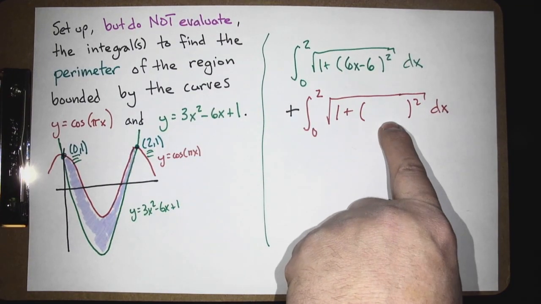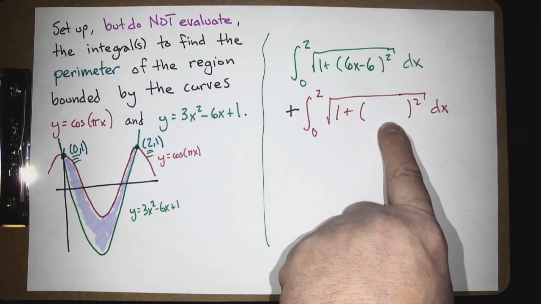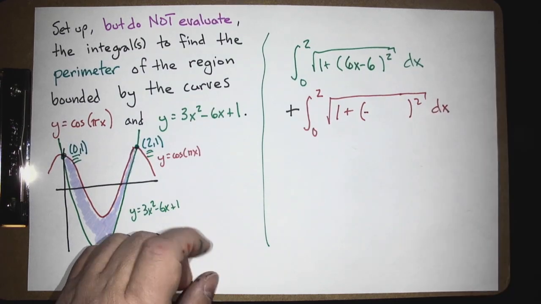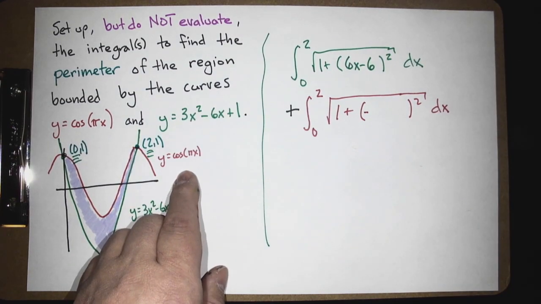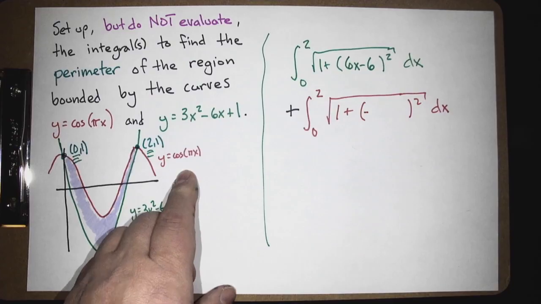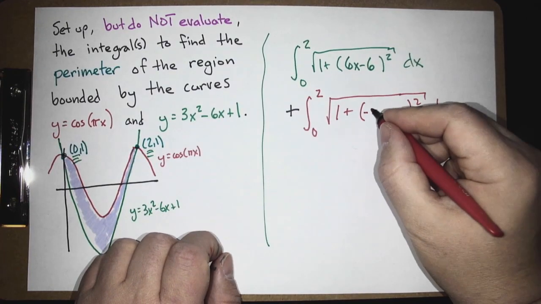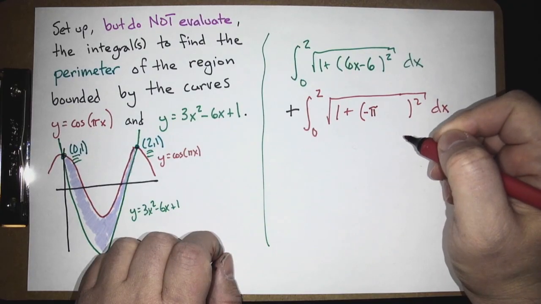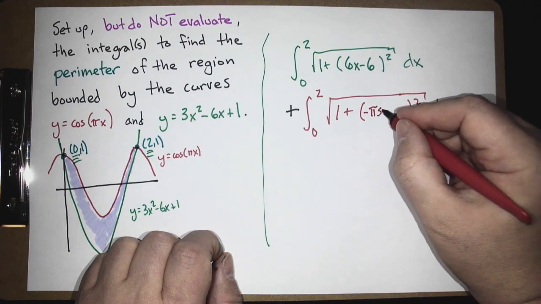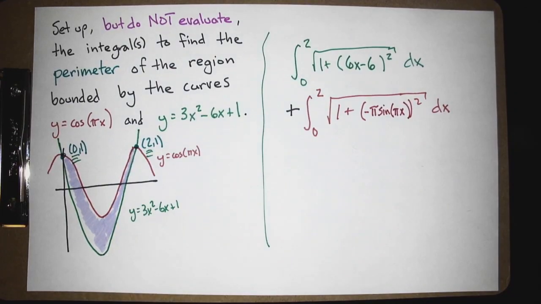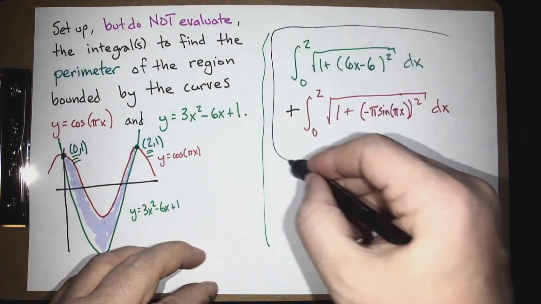What goes here? Oh, someone said negative pi. Excellent. Why was there a negative here? Derivative of cosine's negative sine. But it's not just negative. What else do we need? Pi. Why is there a pi? Chain rule. It's the best rule. Negative pi sine pi x, quantity squared. Now what do you do? That's it. Leave it. Box it, and we call it a day.